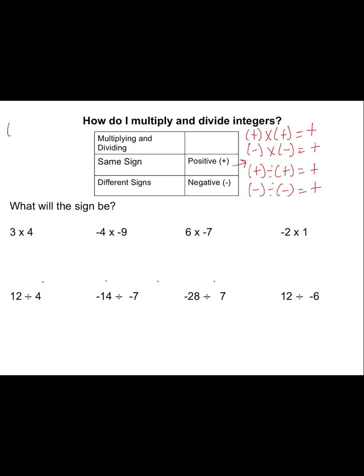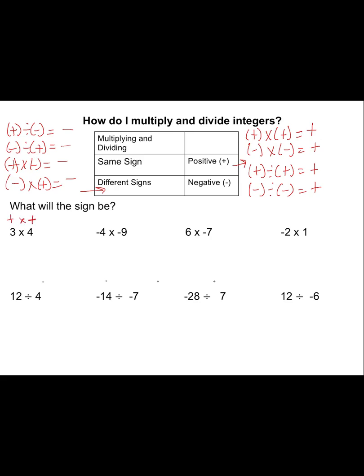Different signs would be a positive divided by a negative, divided by a positive, times a negative, or a negative times a positive. Okay, so those are your different signs, and if you have different signs, your answer is going to be negative. Okay, so just looking at the bottom questions, we just need to decide what the sign will be.